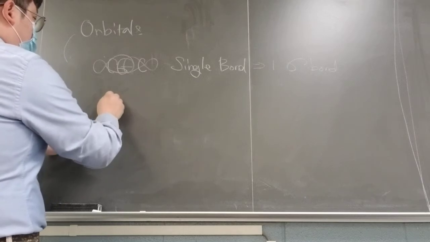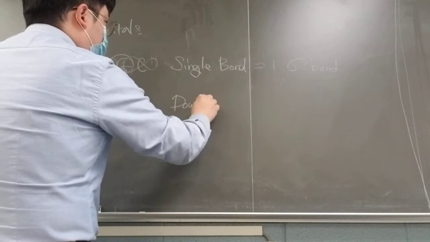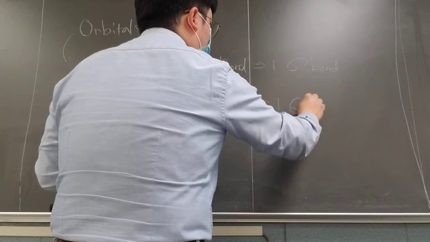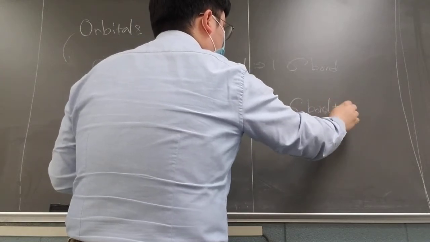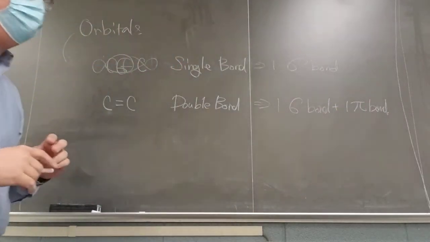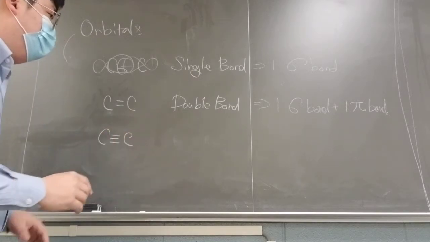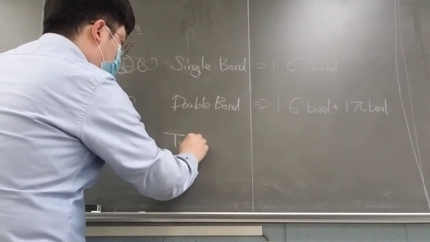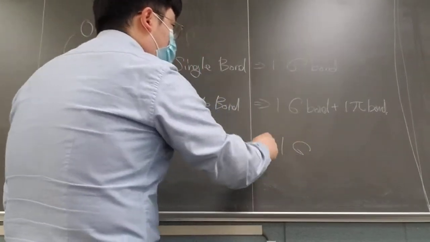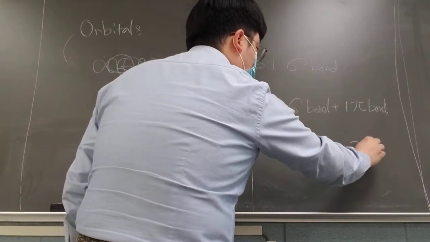If there is a double bond, there's going to be one sigma bond plus one pi bond. Please remember this one. And if there is a triple bond, there's always going to be one sigma bond, and there will be 2 pi bonds.